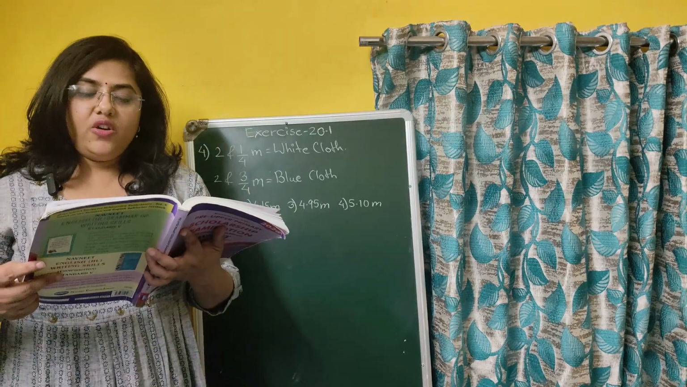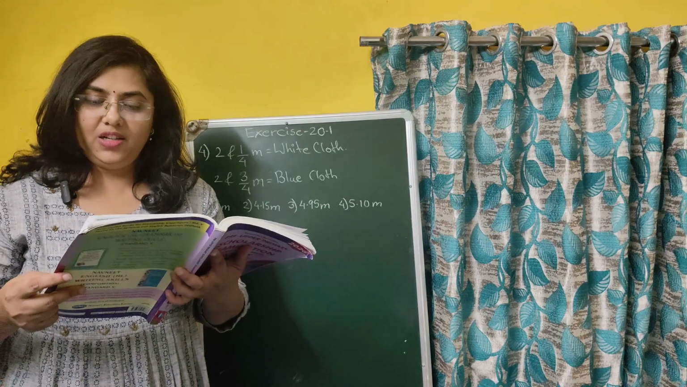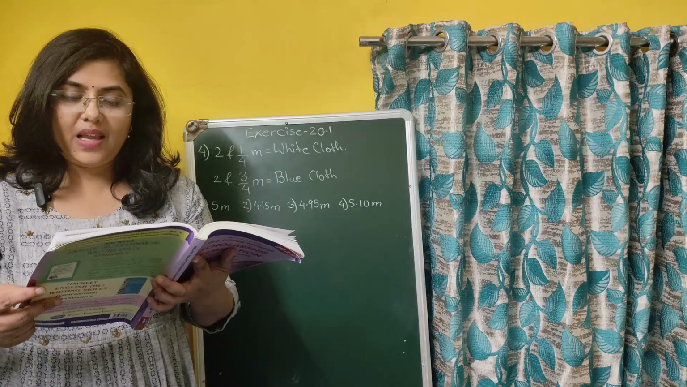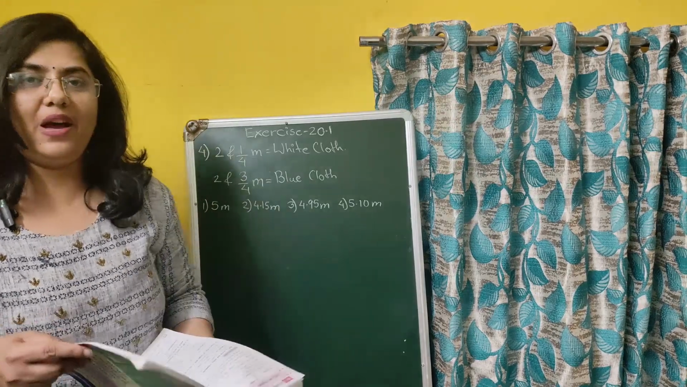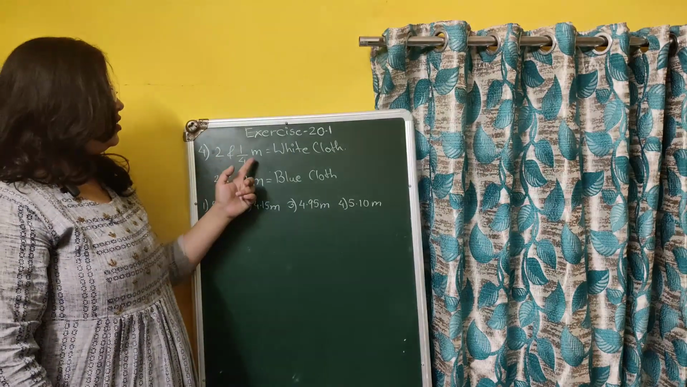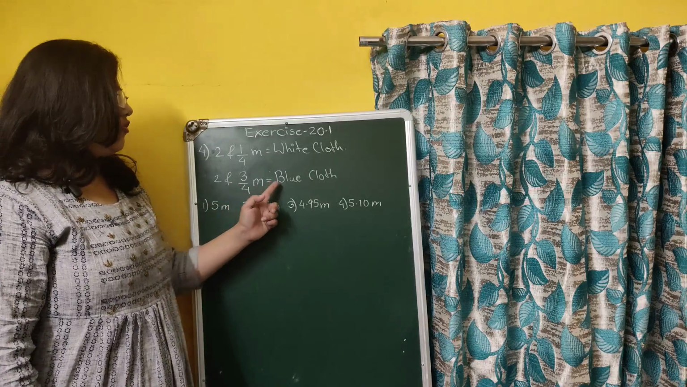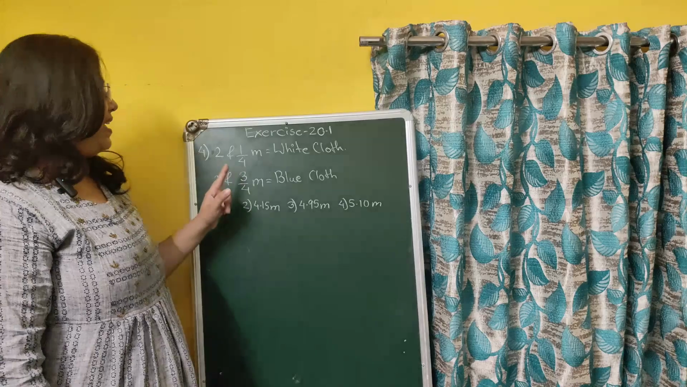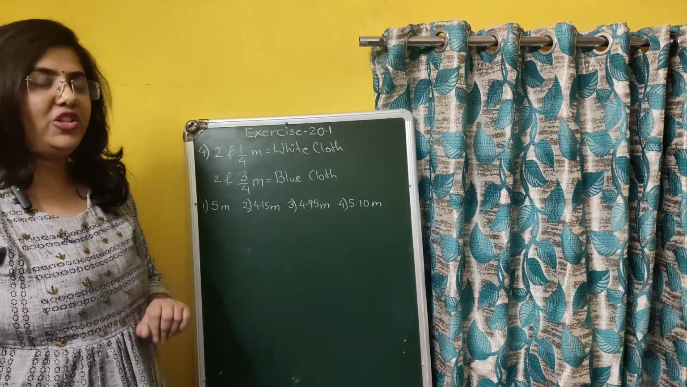Ria purchased 2¼ meters of white cloth and 2¾ meters of a blue cloth to stitch a uniform. How much cloth did she purchase in all? Now let us see. What did she purchase? 2¼ meter of white cloth, 2¾ meters of a blue cloth. We all know quarter is 1/4 and 3/4 is 3/4. So let us see how much cloth did she purchase in all.